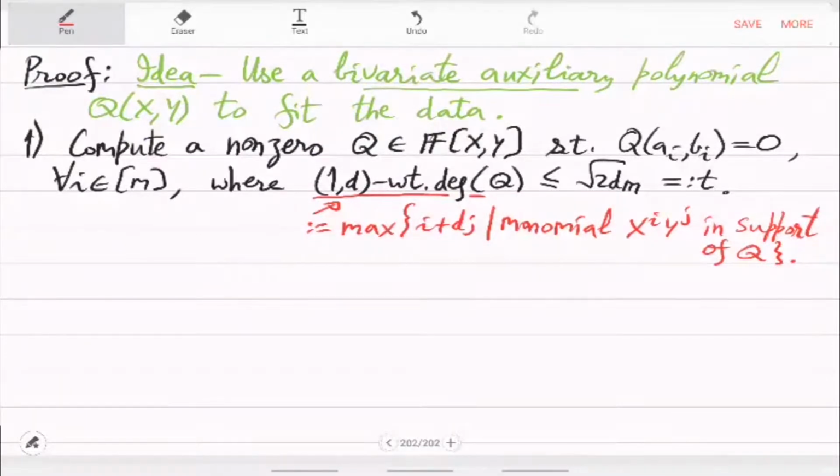X has been given weight 1, y has been given weight d, because you should think of y as being this unknown message polynomial, okay, which had degree d. So y is given degree d, and then any monomial x^i y^j has degree i plus dj, and you maximize over that.